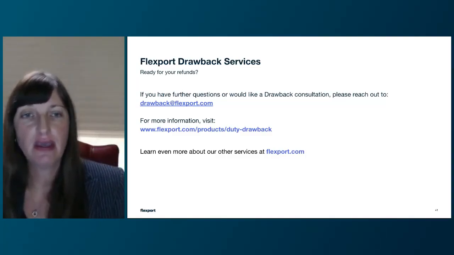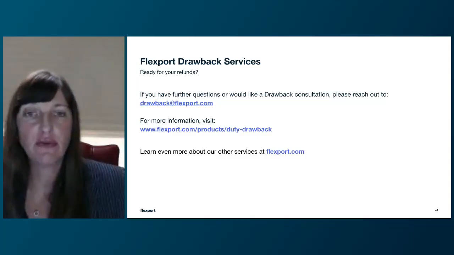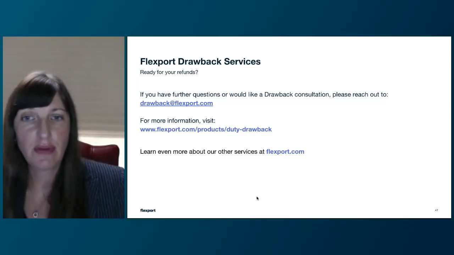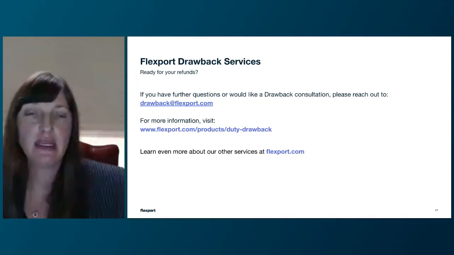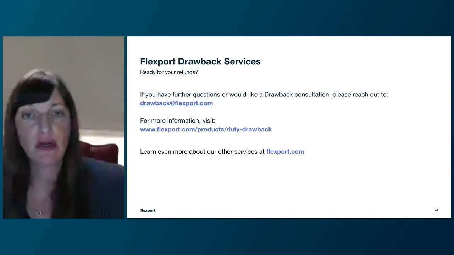Keep in mind that customs refunds close to $4 billion annually in drawback, but drawback continues to be an underutilized program with billions more unclaimed.